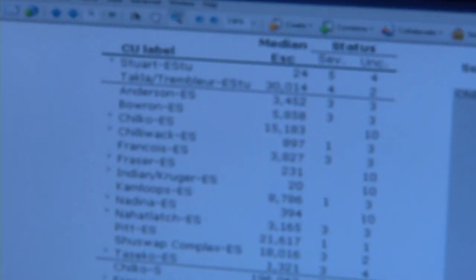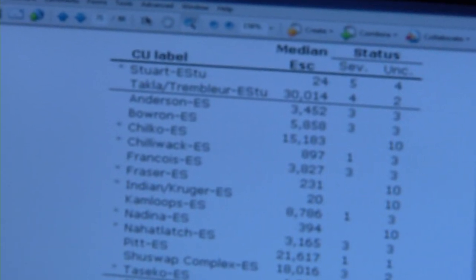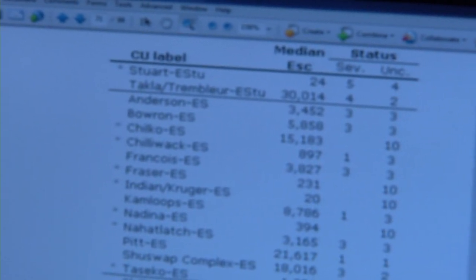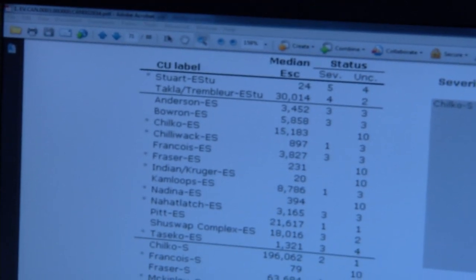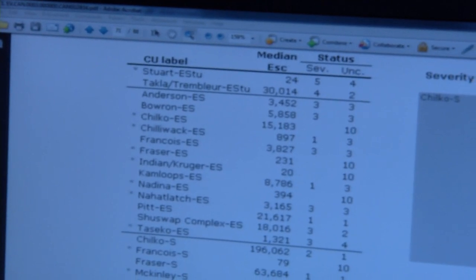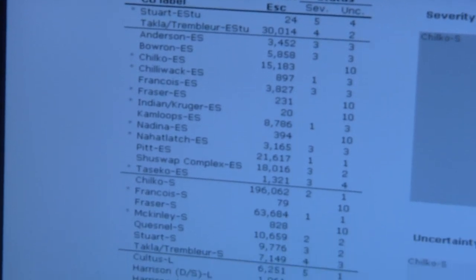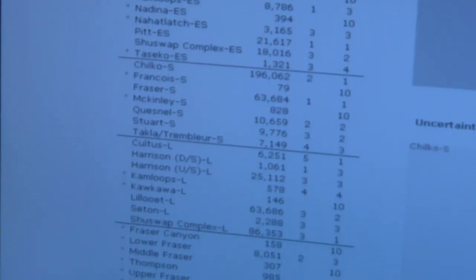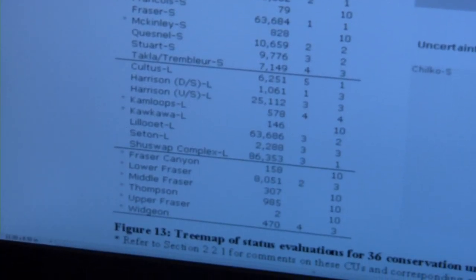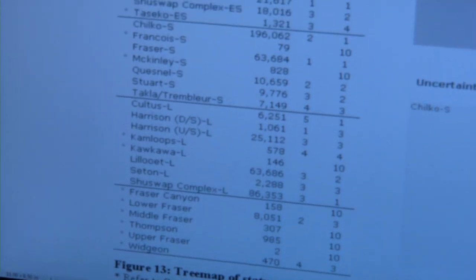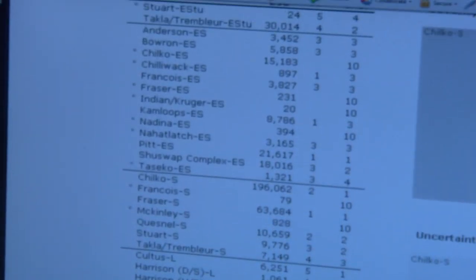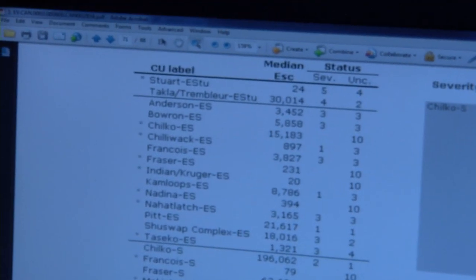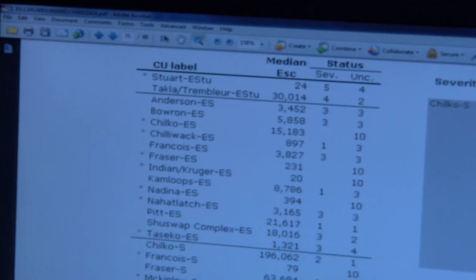And so, Mr. Wachowski, figure 13 is a table of Pestle and Cass's evaluation of 36 conservation units. Isn't that correct? That's their assessment? Part of it, yeah. It says at the bottom, tree map of status evaluation for 36 conservation units. Yeah, their assessment also included a component of vulnerability, which is not included in this figure.